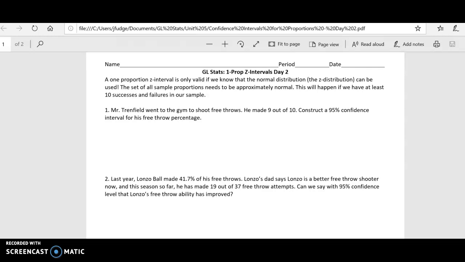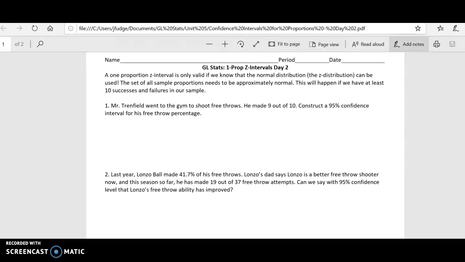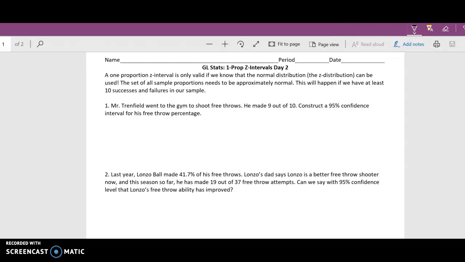So the first example says, Mr. Trenfield went to the gym to shoot free throws. He made 9 out of 10. So our p-hat, what's right here? Our p-hat is 9 out of 10, or 0.9, and our n is 10. Construct a 95% confidence interval for his free throw percentage. So we can use that bookmarked website from last class to come up with this interval.